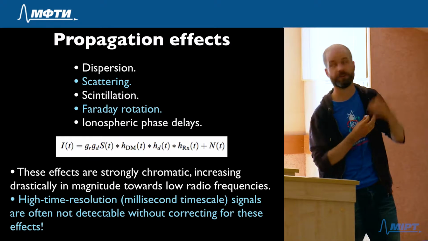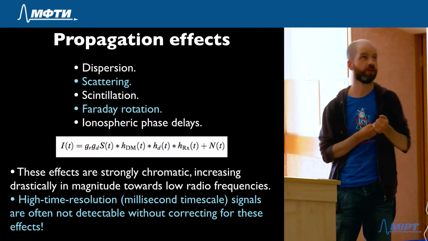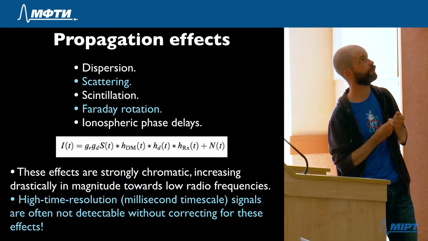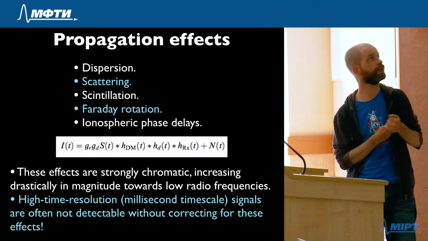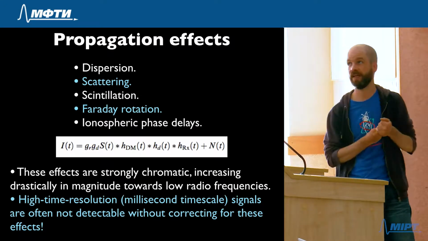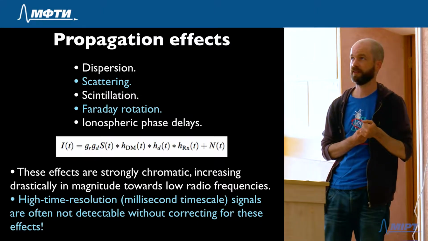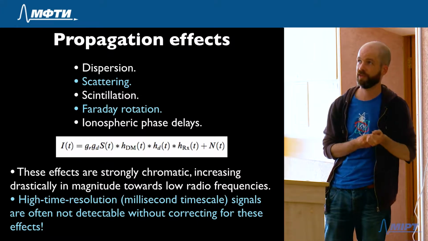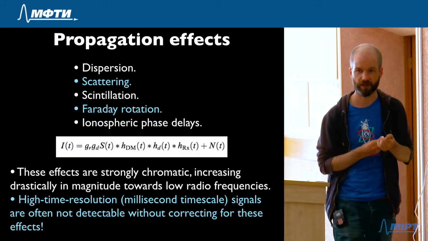And that means that most of these effects become extremely strong towards low radio frequencies, but they're also measurable at reasonably high radio frequencies. And they make it difficult to detect pulsars. They make it difficult to detect fast radio bursts, but at the same time, they provide a lot of useful information.